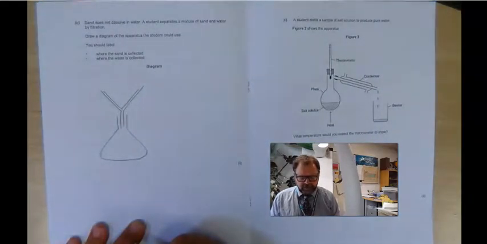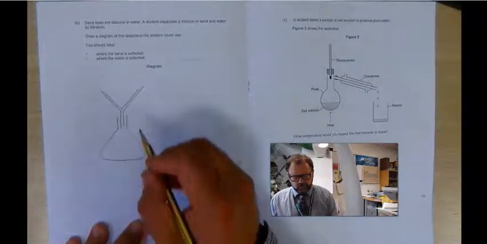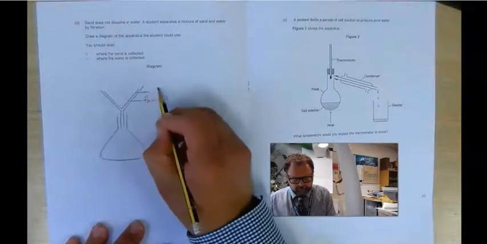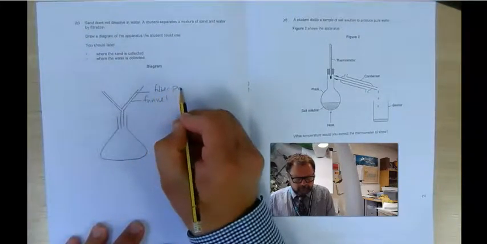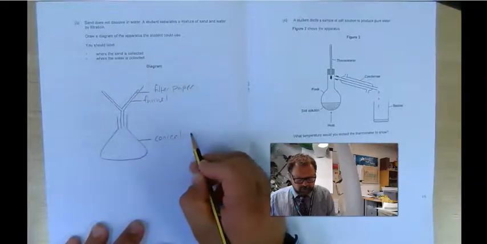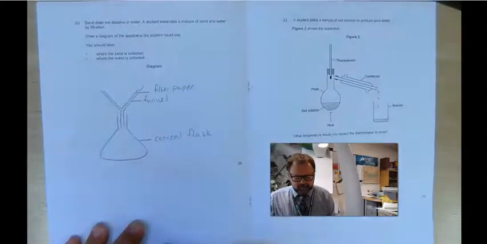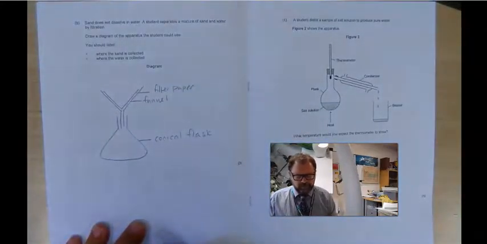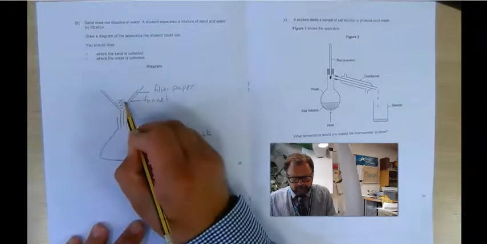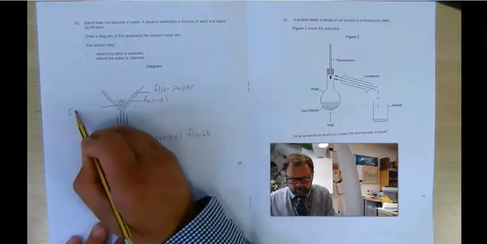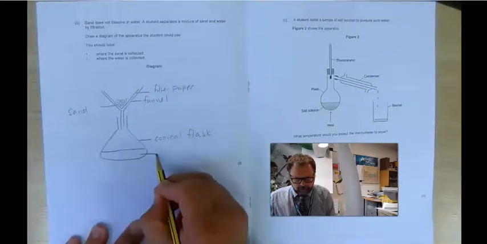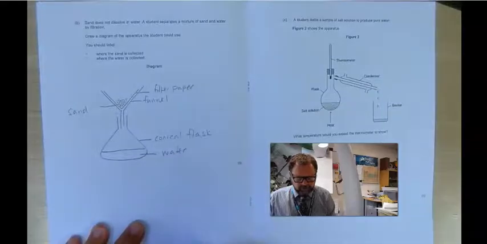Notice I'm being asked to label where the sand is collected and where the water is collected. First of all, I'm just going to label my diagram. A funnel, a filter paper, a conical flask, but you could use a beaker or a test tube, or a round bottom flask, anything is suitable. When you pour your mixture of sand and water in here, the sand will collect on the filter paper. So I need to label where the sand is going to end up, and the water will drip through, and I'll be able to collect the water in the conical flask.